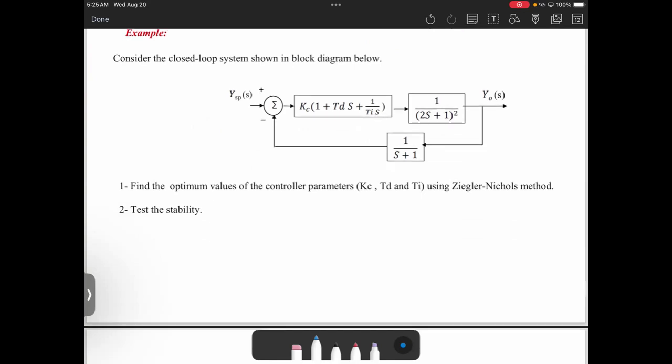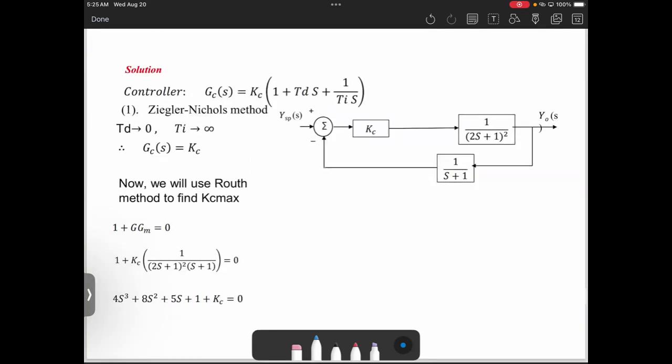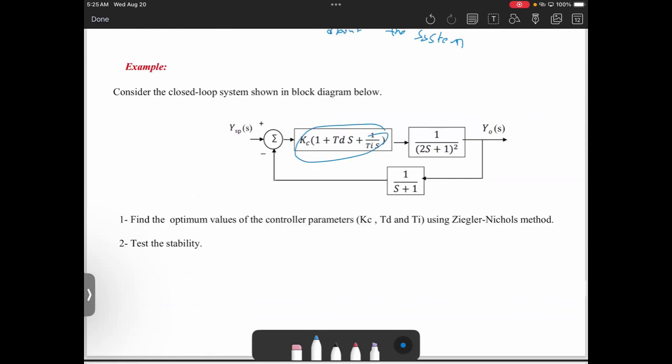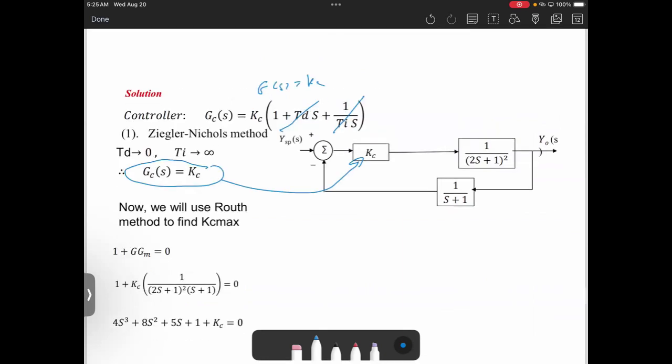Let's apply Ziegler-Nichols. According to Ziegler-Nichols, the procedure is that we remove Td and remove this term, which means we will assume G(s) will be Kc alone, or Kp, whatever you want to call it. So substitute Kc here, instead of the long expression, it will be only Kc. When you do it with Kc, our target is to get K critical, right? Which means we need to make the system marginally stable. How to make the system marginally stable? Find the characteristic equation and do the stability test, which is Routh-Hurwitz.